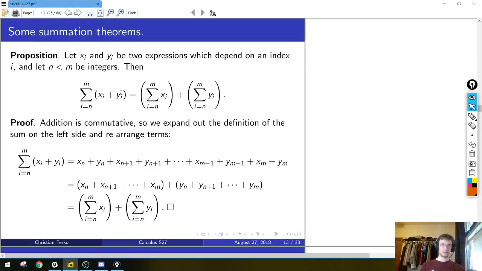Nothing super challenging, but I just want to prove a couple of things, because these are often used, for instance, in the Leibniz stuff, where you break up a sum into 2 sums.